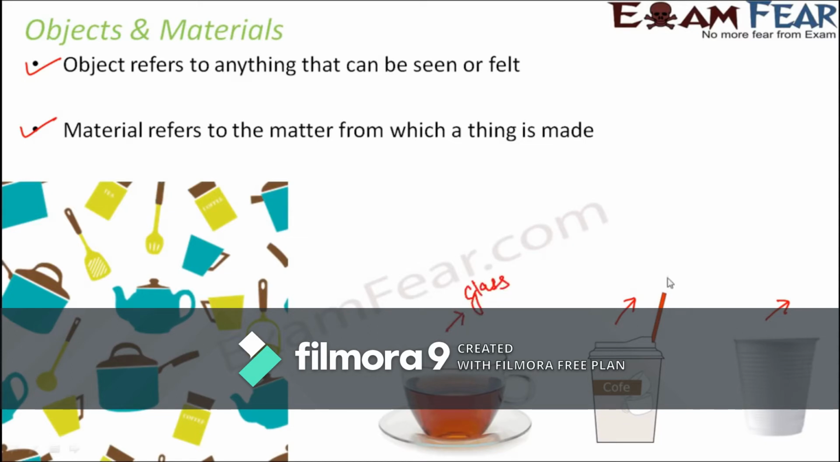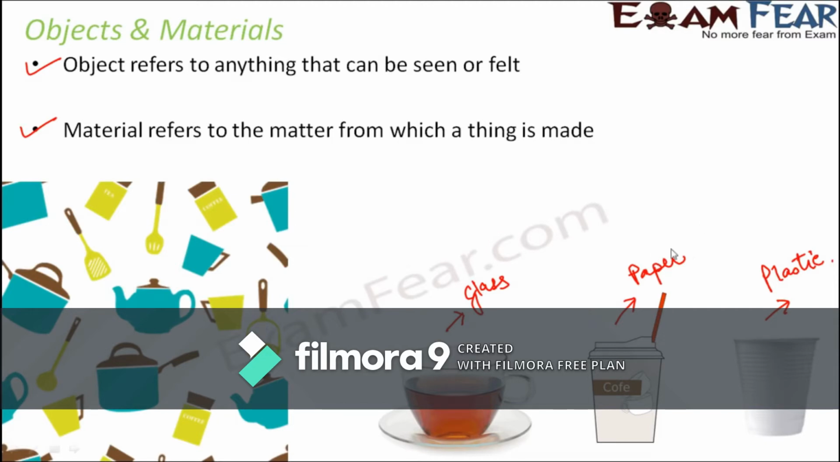So you see, this is made up of glass, this is made up of paper, and this is made up of plastic. But all of these are utensils. So utensils are objects, and each of these is nothing but material. Any particular object can be made up of many different materials. Similarly, any material can make many different types of objects.